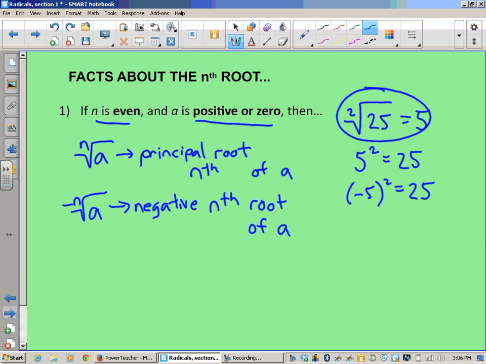Most of the time, again, we'll only be looking at those positive principal roots of a, but just keep in mind that sometimes we'll want that negative nth root. The negative nth root will come into play when we start looking at equations where we want to consider more than one solution. But again, we'll just be looking at the principal root for the most part.